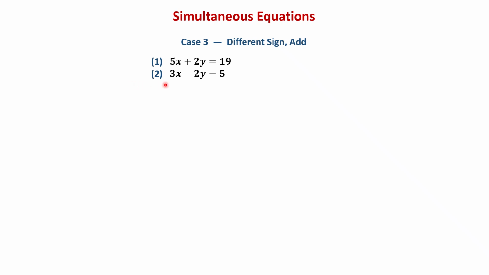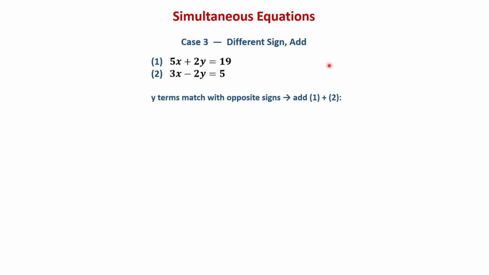Now here, we first look at the numbers. 5 and 3 are not equal. 2 and 2 are equal, which is very good. Then we look at the signs in front of them. This is plus and this is minus, so it's different signs. So we add. So we do equation 1 plus equation 2.